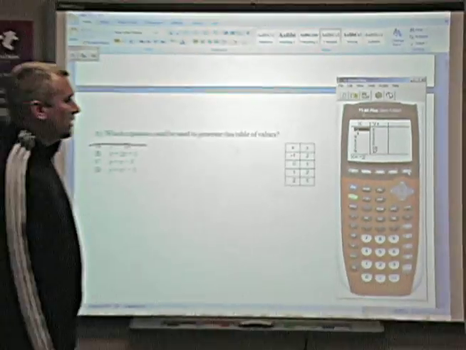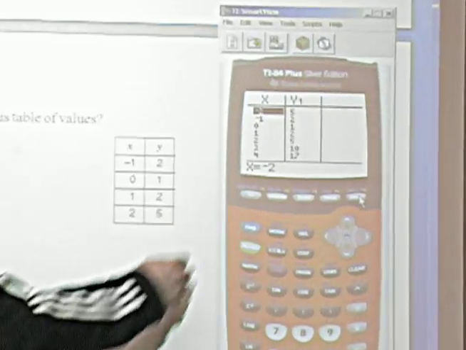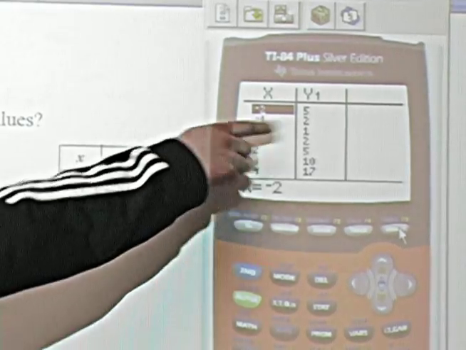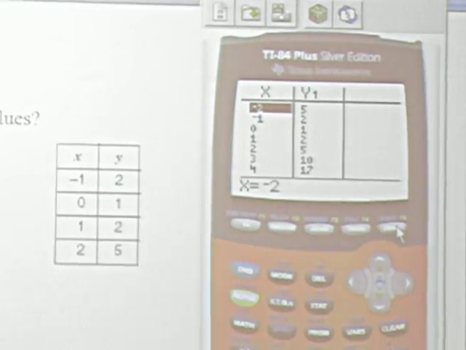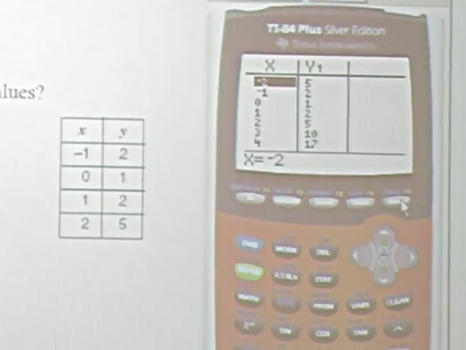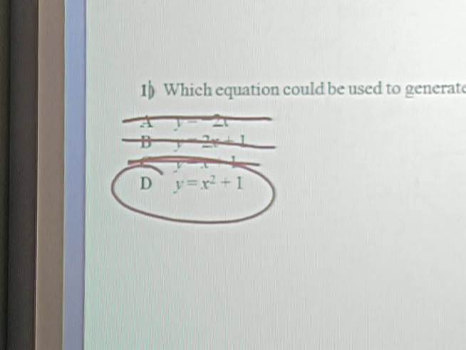And as you can see here, the tables actually match up, so I've got -1, 2, it works. 0, 1, that works. 1, 2, that's there, and then 2, 5, it works. So using the calculator, by using the y equals screen, I've eliminated these answers, and answer choice D is correct.